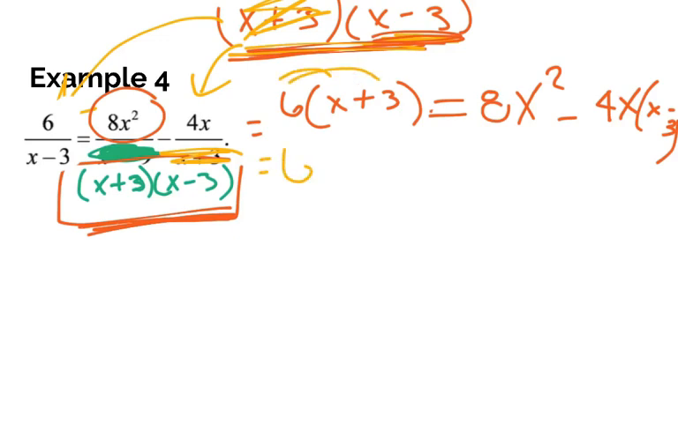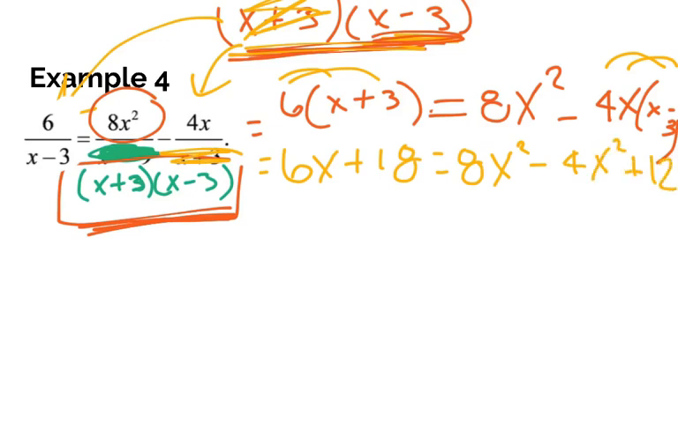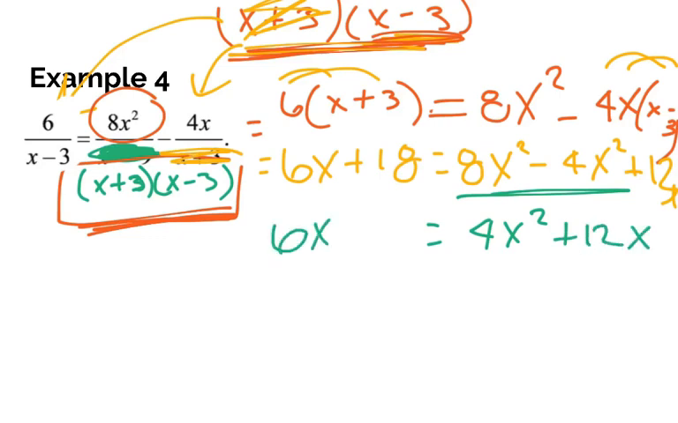If you distribute this out, you get 6x plus 18 equals 8x squared minus, and then let's distribute this out, 4x squared plus 12. All right, and actually that was 12x, so I want to make sure I have that written in. So let's combine some things together. 8x squared minus 4x squared is 4x squared, so 4x squared plus 12x over here. And then why don't I just write a clean line, so 6x plus 18.